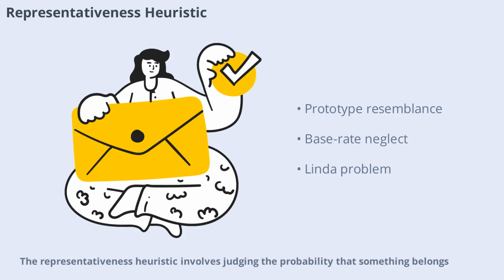The representativeness heuristic involves judging the probability that something belongs to a category based on how closely it resembles the prototype. This can lead to base rate neglect, where prior probabilities are ignored. The Linda the bank teller example shows how people violate probability rules by focusing on similarity rather than logic.